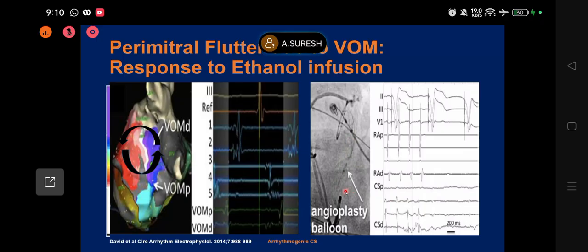This being an epicardial structure, we may not get success when we do endocardial ablation, when we do pulmonary vein isolation, or when we do endocardial mitral line for mitral flutter. So in such cases, you see this potential and think the coronary sinus may be the trigger, the vein of Marshall may be there, and then you have to cannulate the vein of Marshall and do alcohol ablation to get rid of the flutter.